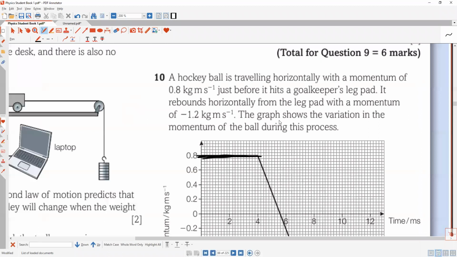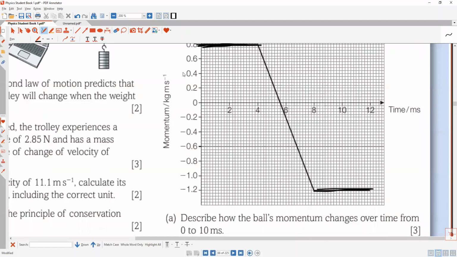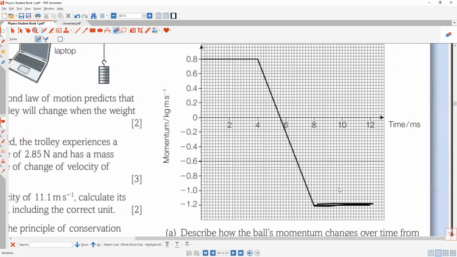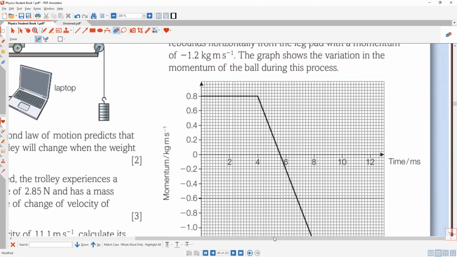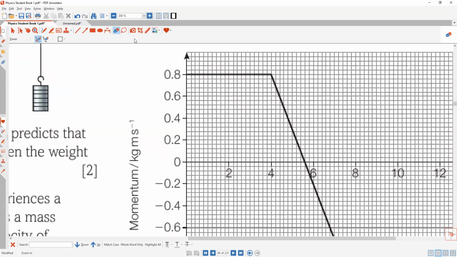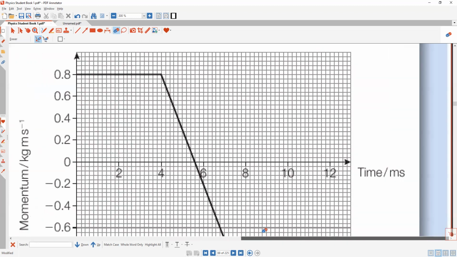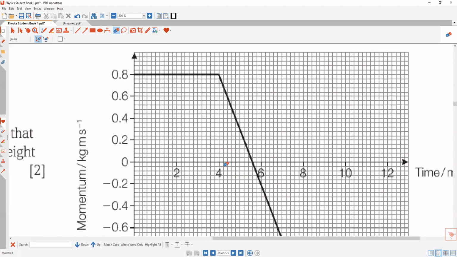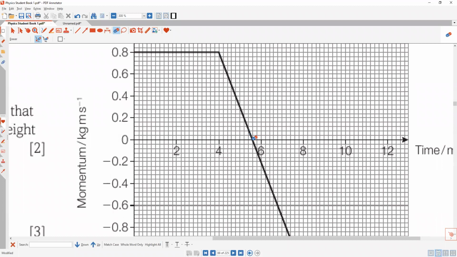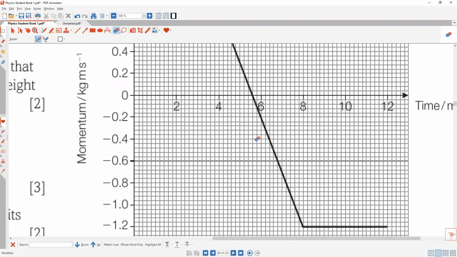Now, the first question: describe how the ball momentum changes over time from 0 to 10 milliseconds. From 0 to 4 milliseconds, the momentum is constant. At 4 milliseconds, it hits the pad, so the momentum decreased.